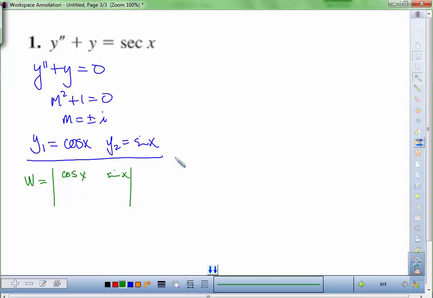So the first row will be the original functions. The second row will be the derivative. So the derivative of cosine is negative sine x. The derivative of sine is positive cosine x. And the Wronskian tells us to find the determinant of this, which is cosine squared minus negative sine squared, which is equal to 1. So that's a nice Wronskian.